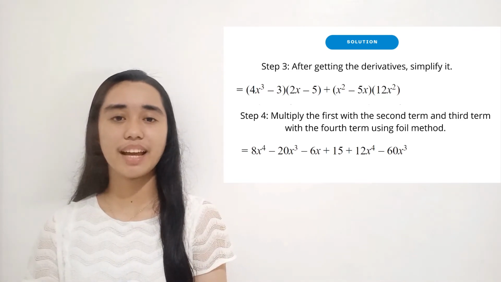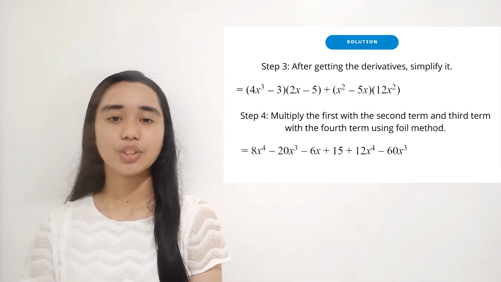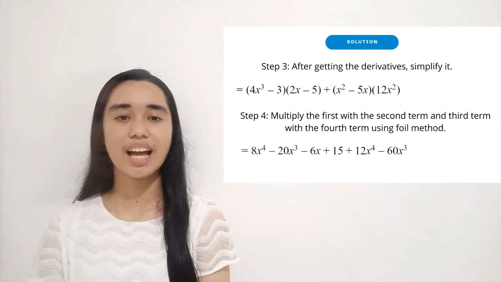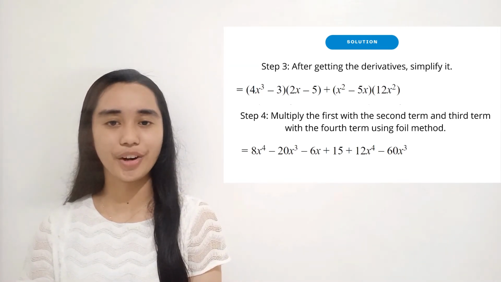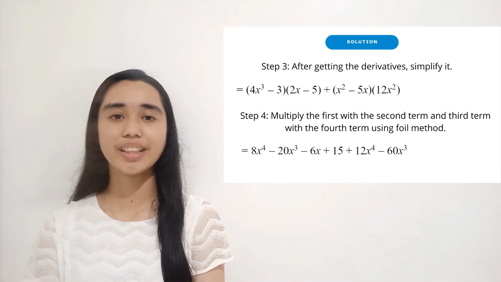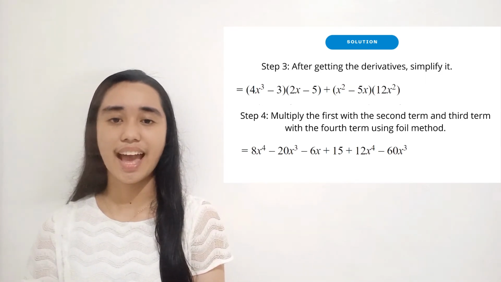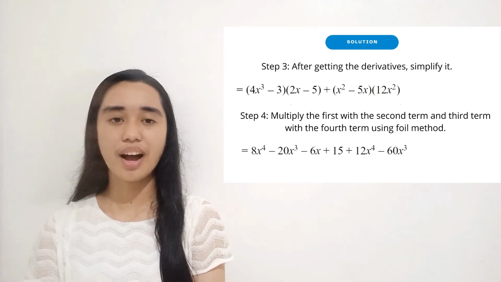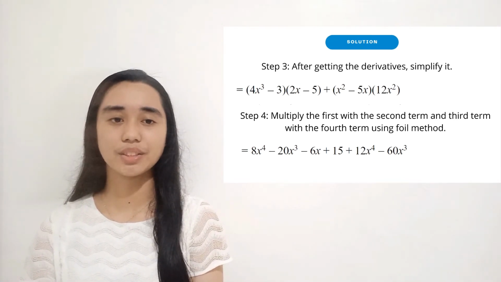Next is to multiply the first with the second term and the third with the fourth term using the FOIL method. So for 4x cubed minus 3 and 2x minus 5, we will first multiply 4x cubed with 2x, which equals 8x to the power of 4. Next, multiply 4x cubed again with negative 5, so it will become negative 20x cubed. Then, negative 3 times 2x is negative 6x. And lastly, negative 3 times negative 5 is equal to 15. So we now have 8x to the power 4 minus 20x cubed minus 6x plus 15.